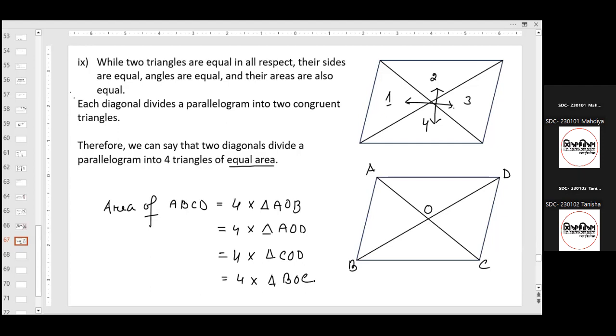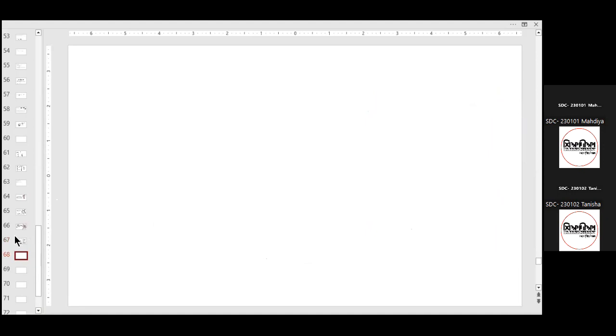Because all of them have equal area. And this parallelogram is a construction of these four triangles. If you make four triangles like this from paper and add them sequentially, you can have a parallelogram shape. Now let's go for a question.